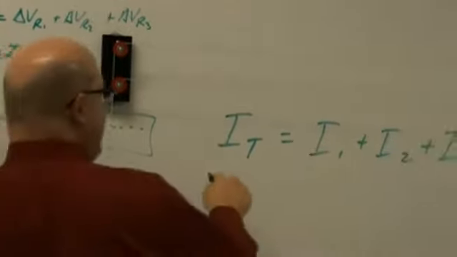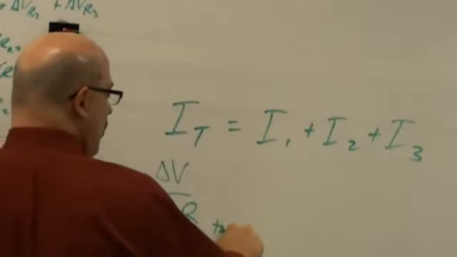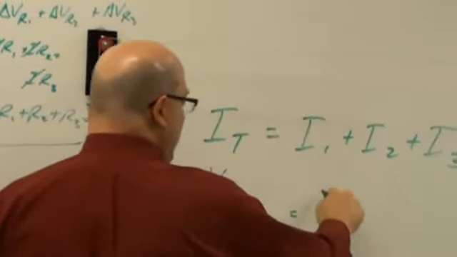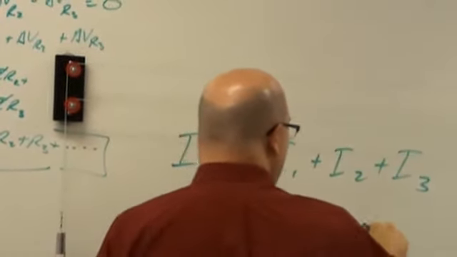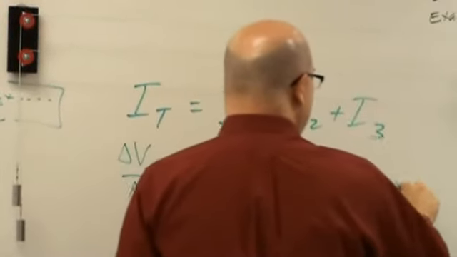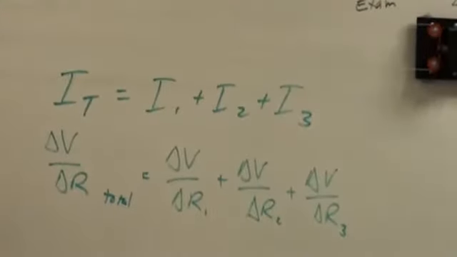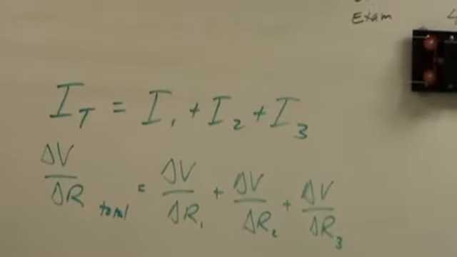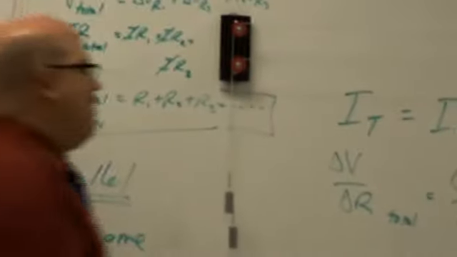And so that means that delta V over delta R total equals delta V over delta R for resistor 1 plus delta V over delta R for resistor 2 plus delta V over delta R for resistor 3. And all the delta V's cancel. Why do all the delta V's cancel? Because they're all the same.